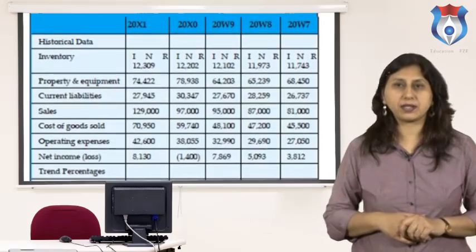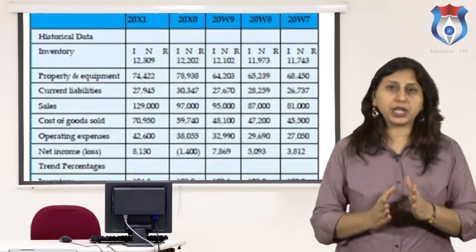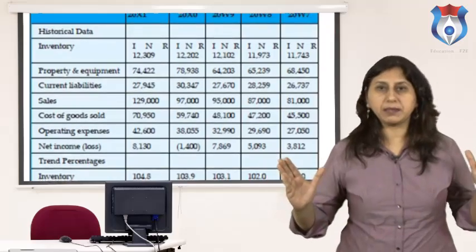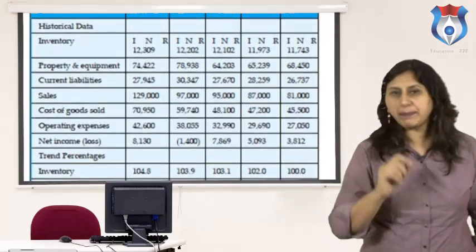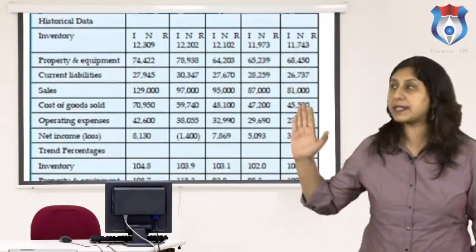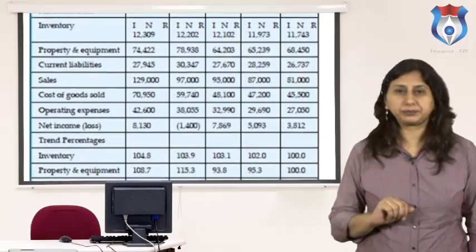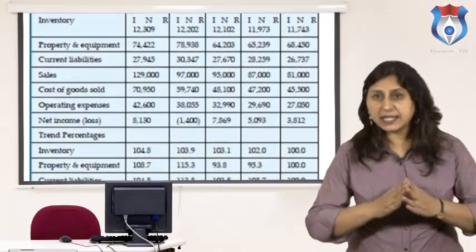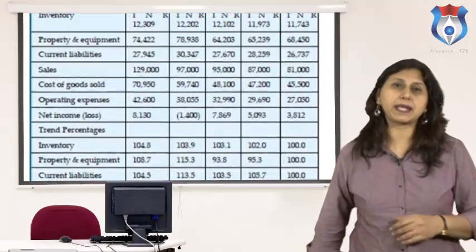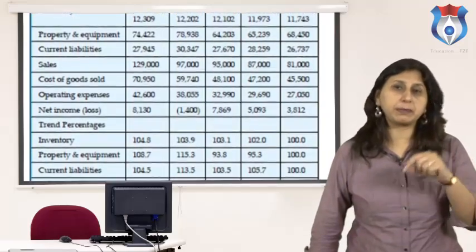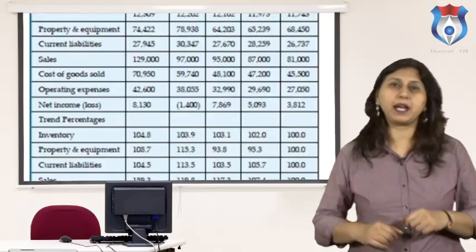Trend percentages. To calculate the change over a longer period of time, for example, to develop a sales trend, follow the steps below. Select the base year. For each line item, divide the amount in each non-base year by the amount in the base year and multiply by 100.